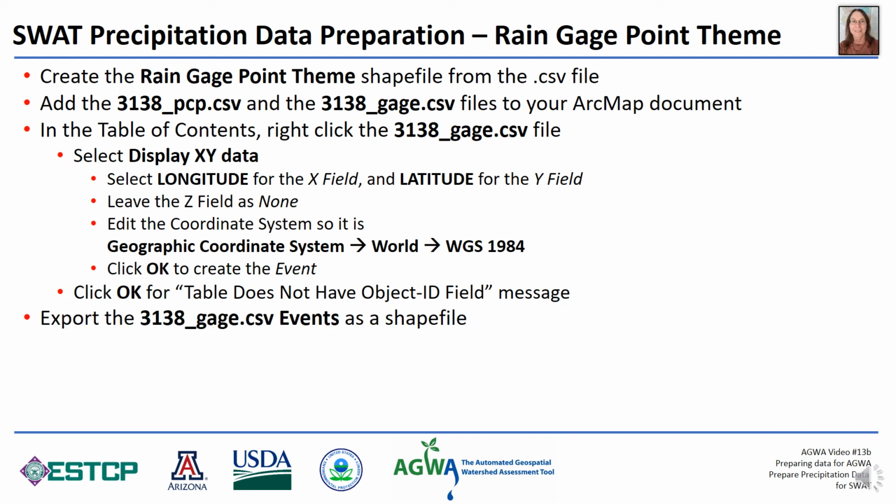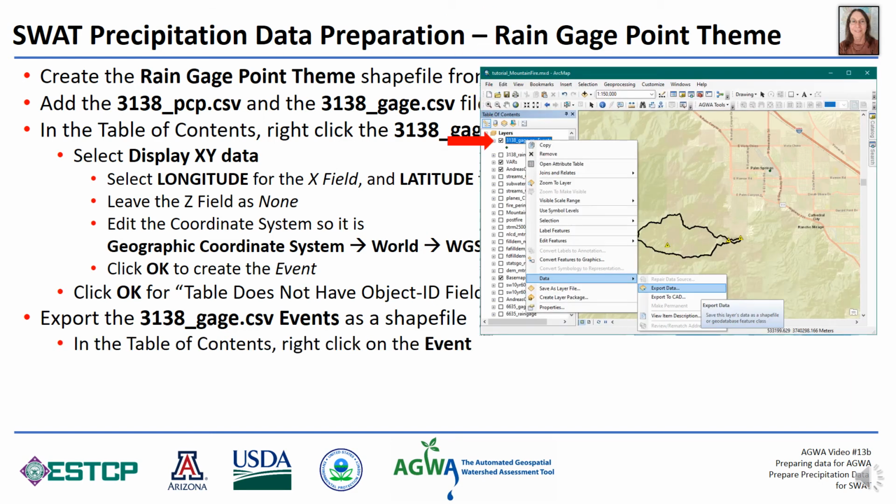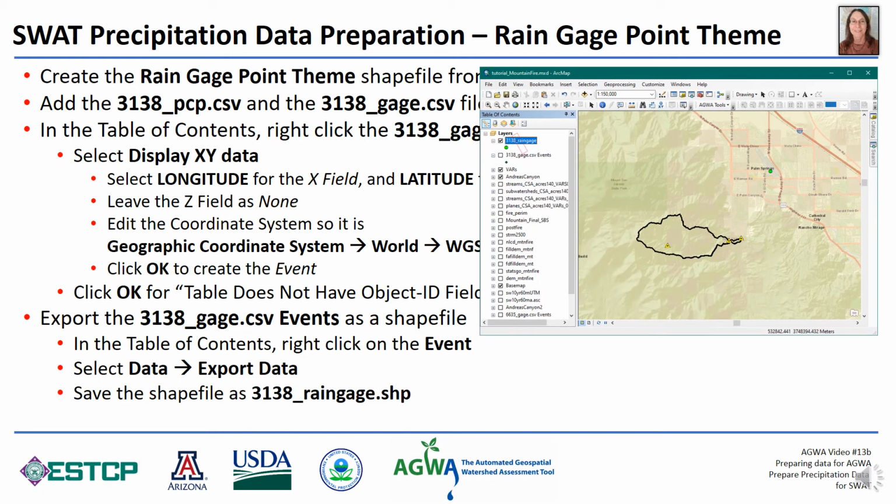Next, export the 3138_gauge.csv events as a shapefile. In the table of contents, right-click on the event. Select Data, then Export Data. Save the shapefile as 3138_raingauge.shp. Click OK, then Yes to add the data as a map layer.